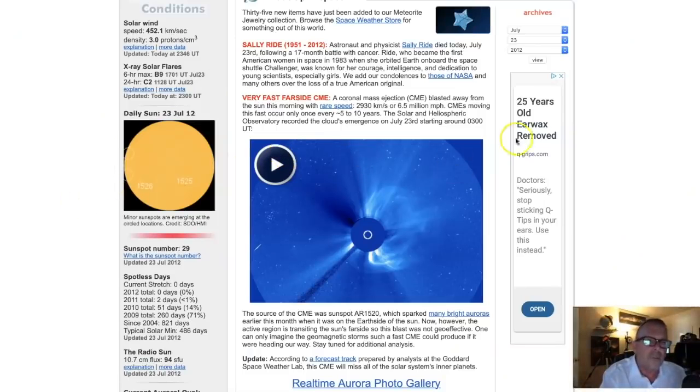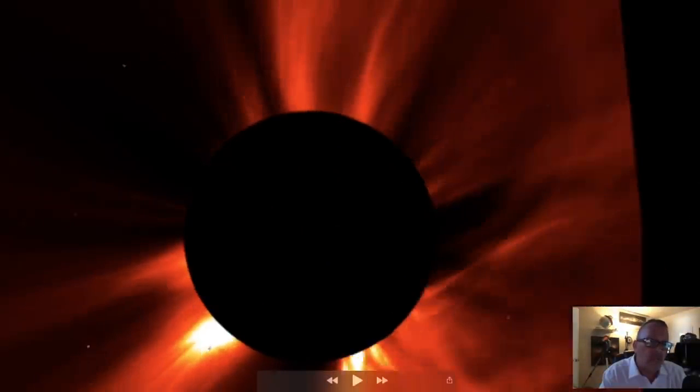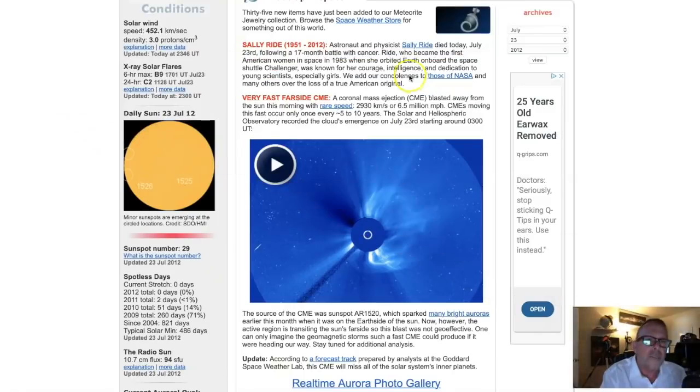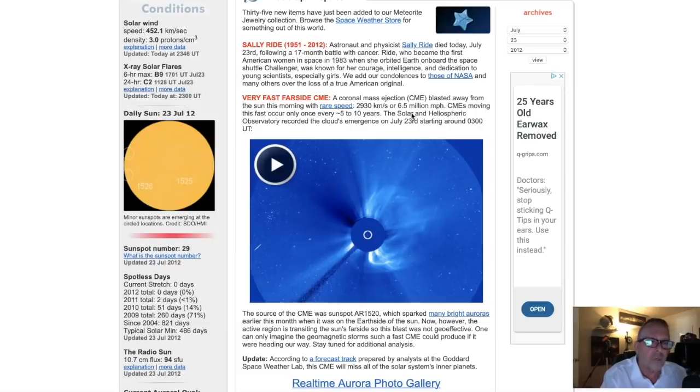Here is a story from spaceweather.com going back to July 23rd of 2012, and it talks about this very solar flare CME, this one right here that I just showed you, that went off of the surface of the sun at 6.5 million miles per hour. In fact, here's the article. A coronal mass ejection CME blasted away from the sun this morning with rare speed, 2,930 kilometers per second, or 6.5 million miles per hour.